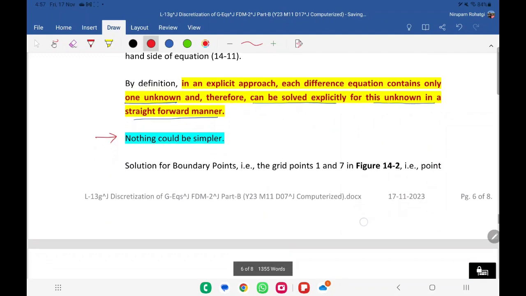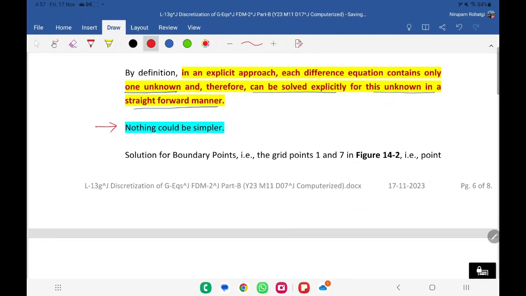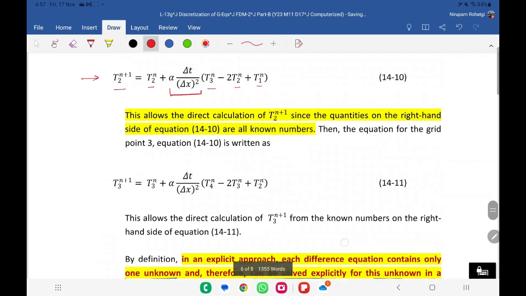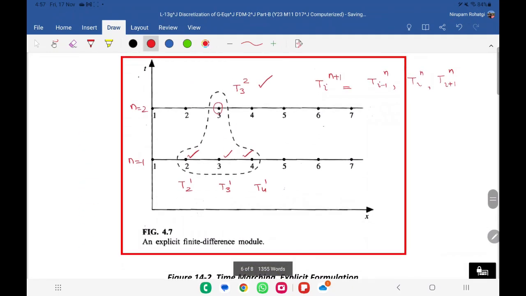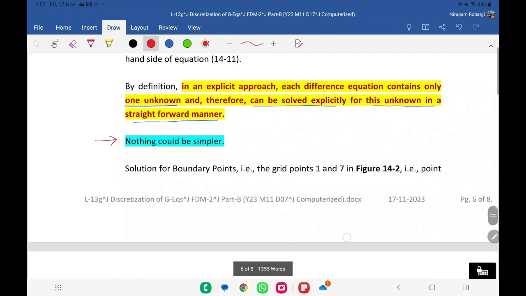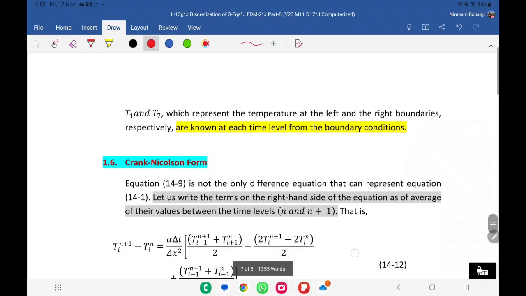Okay. Now you may say in this graph that when you talk about this point, there is no point here, right? But this is actually a boundary point. So boundary points are already defined at all the points, at all the time. So that is not a problem. Okay.